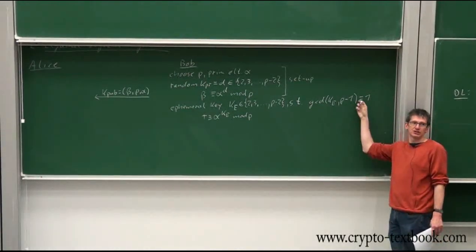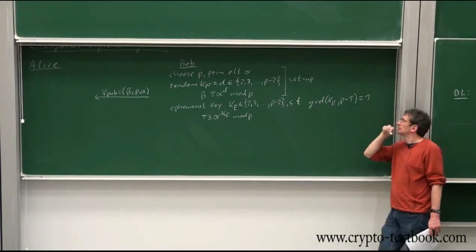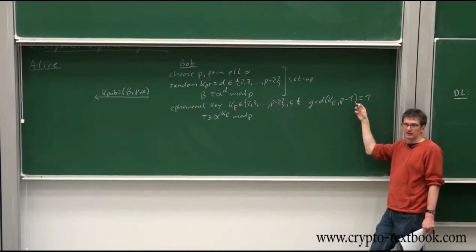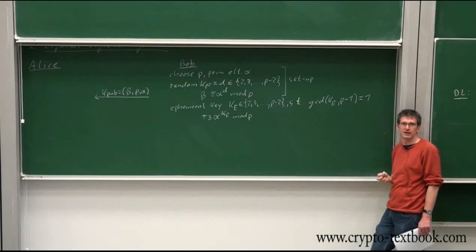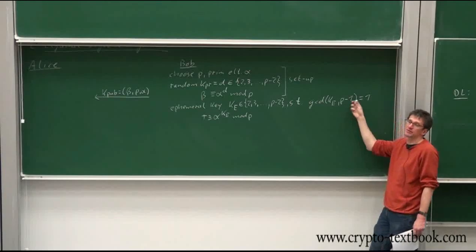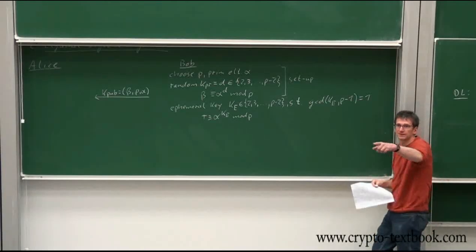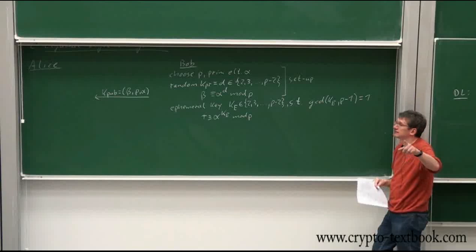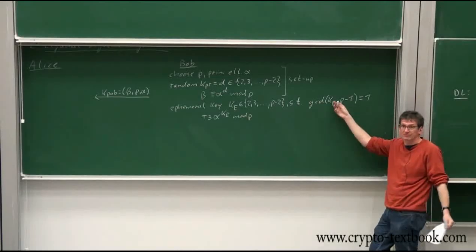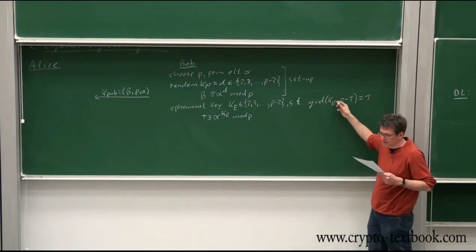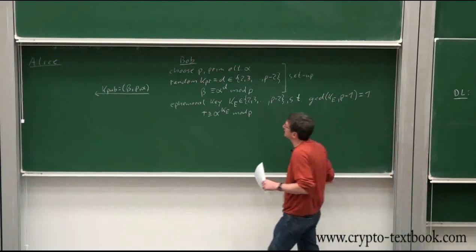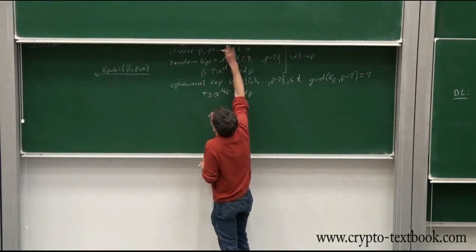Coming back to this condition, we had this GCD equal to 1 condition before, right? If we have that, what can we say about ke and p minus 1? They're relatively prime to each other. When did we need that before? Exactly. The inverse of ke exists. So we have an inverse of ke, and we are going to use that now for the second part of the signature.